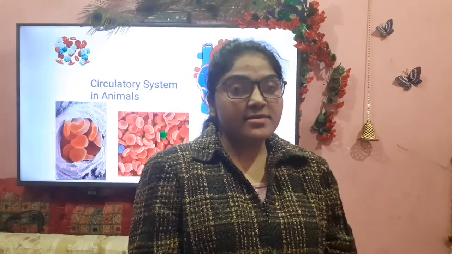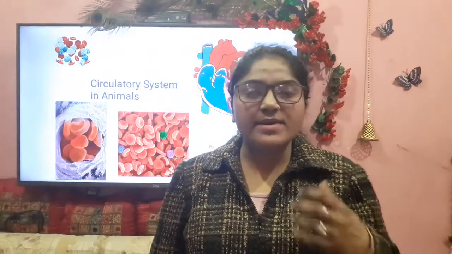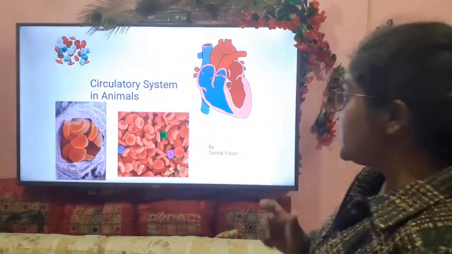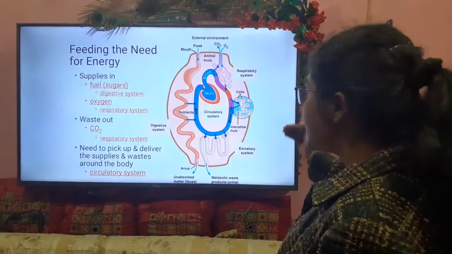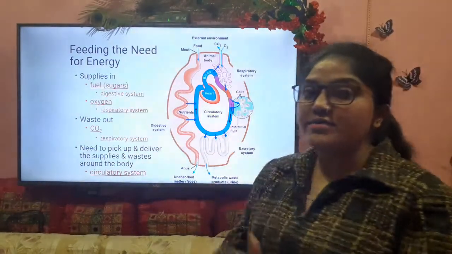Student, today we will discuss the circulatory system in animals. It is a broad concept. We will discuss how circulatory systems work in animals. Basically, in animals, four systems are working: the respiratory system, excretory system, digestive system and circulatory system. And here we will discuss the circulatory system.